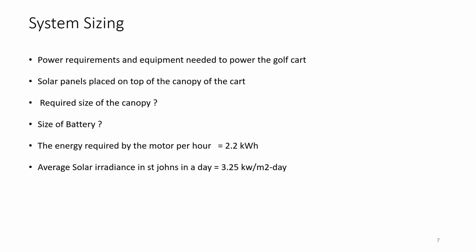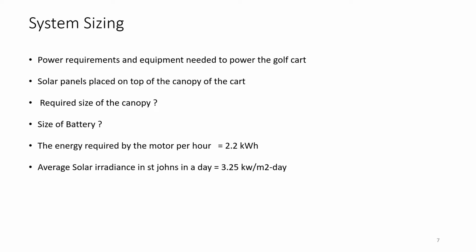To determine the feasibility of independently and autonomously powering the golf cart with sunlight for use in St. John's, we'll first look at the power requirements and equipment needed to power the golf cart from solar panels placed on top of the canopy of the cart. The amount of energy an electric vehicle requires depends on certain variables like the type of golf cart that is to be used, the size of the canopy, how much range is required from the golf cart and the components, and the battery system that is to be incorporated into the golf cart.